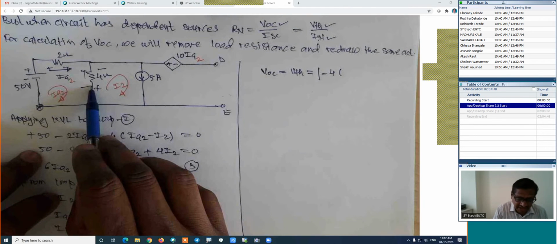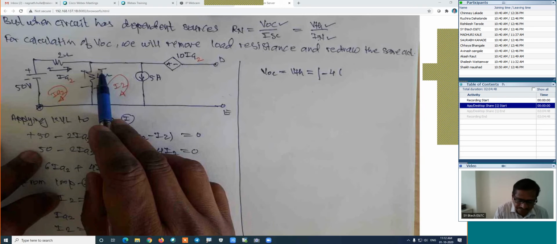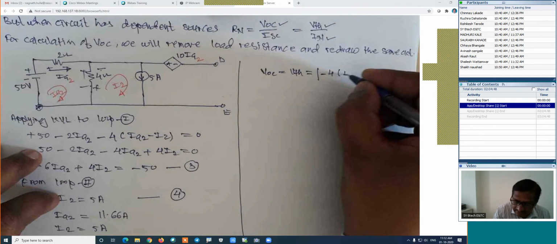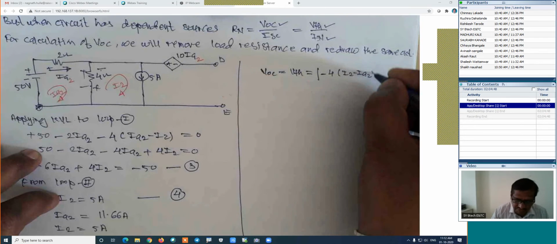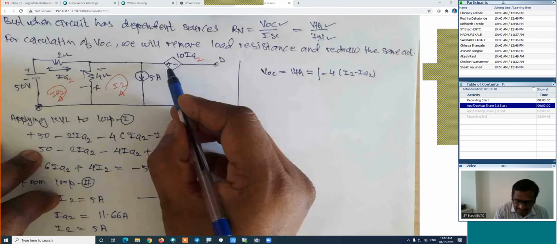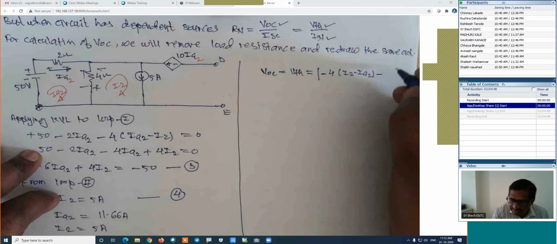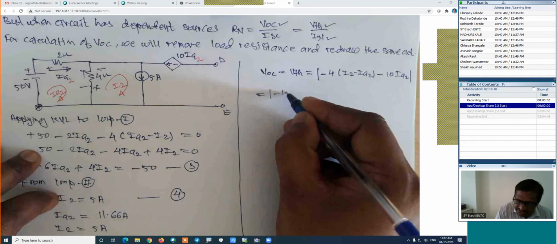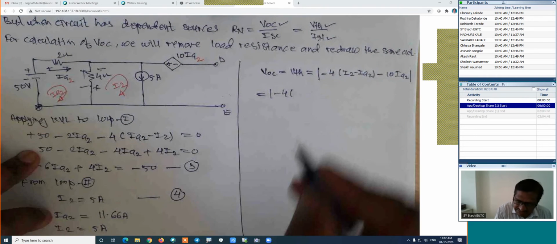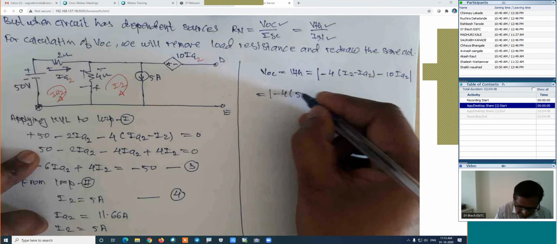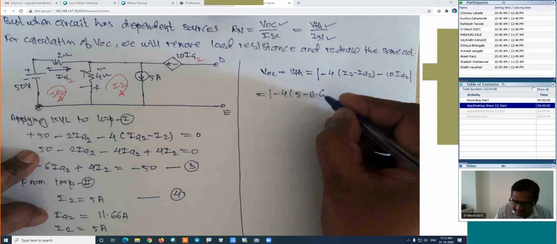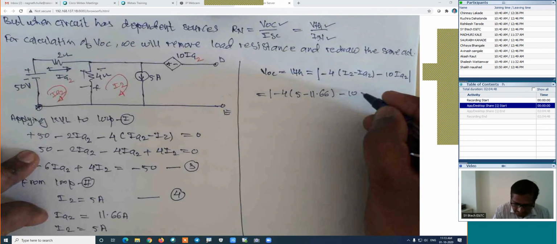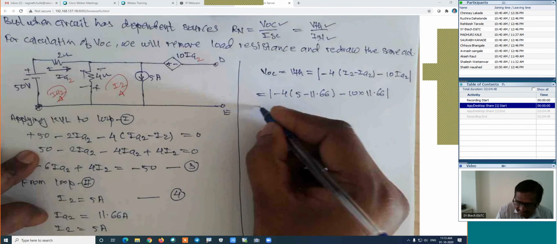This is a common branch. If I am following the sign conventions of I2, the resultant current must be I2 minus IA2. Is it right? Then we are coming back positive to negative, which is minus 10 into IA2. This is equal to, this is modulus, minus 4 into IA2. How much is the IA2? 11.66. Sorry, I2 is 5. So it is 5 minus 11.66, then minus 10 into IA2. And how much is the IA2? It is 11.66. Work out this calculation and find out the VOC.